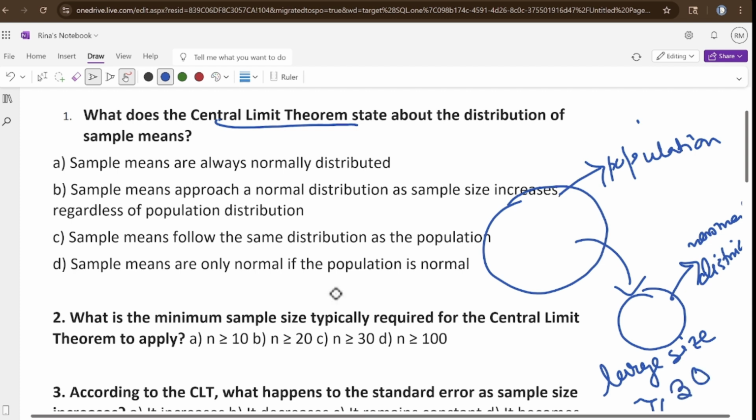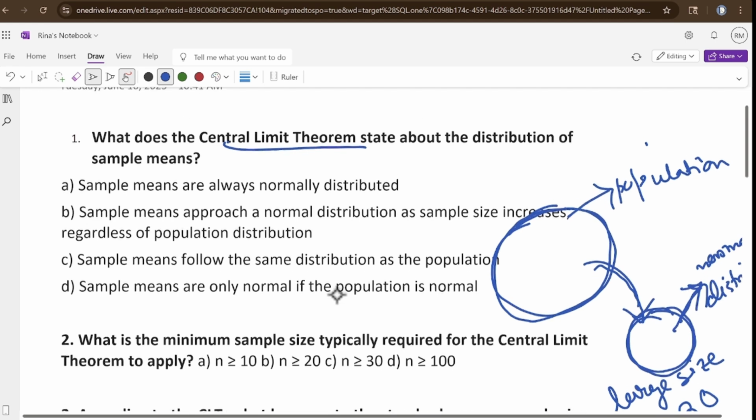Okay, let me tell you once again. Whatever the population distribution is, once you take a sample of large size, then it will behave like a normal distribution. Okay, now let's solve the questions.